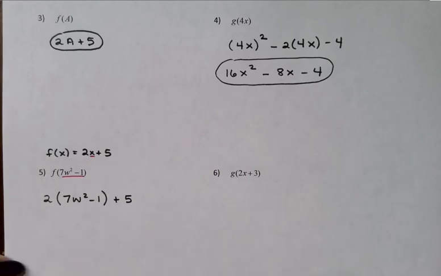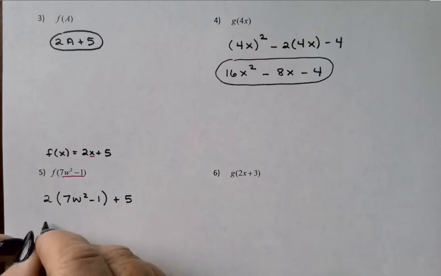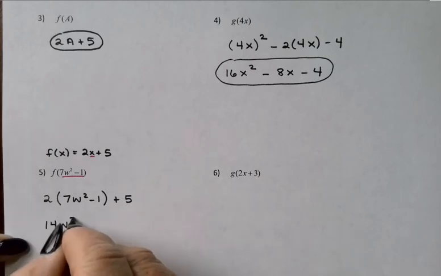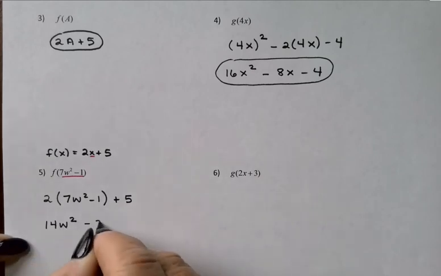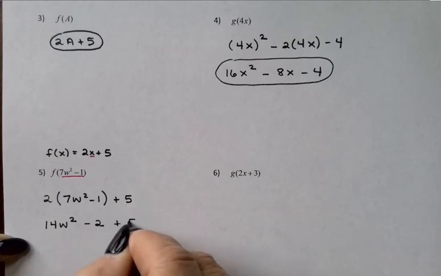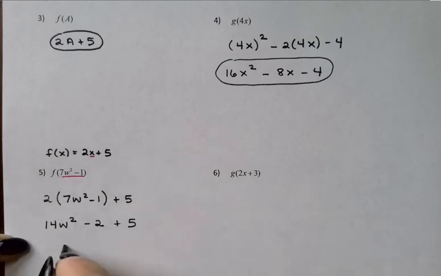I can do a little bit of simplifying here. I'll distribute the 2. So I'd have 14w squared minus 2 plus 5, and then combining my like terms, 14w squared plus 3.